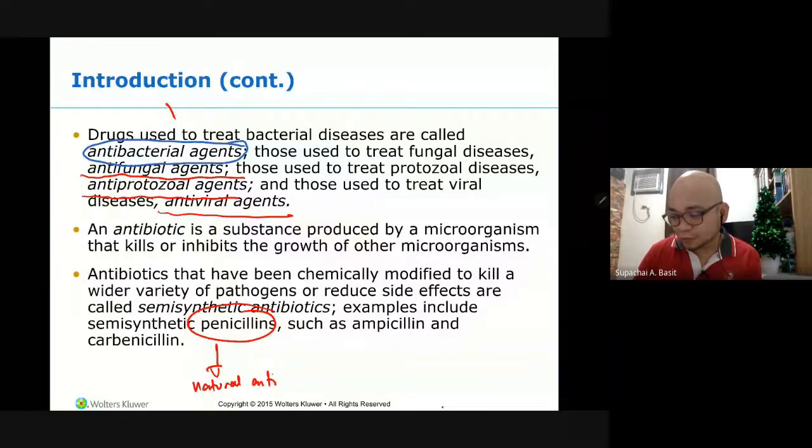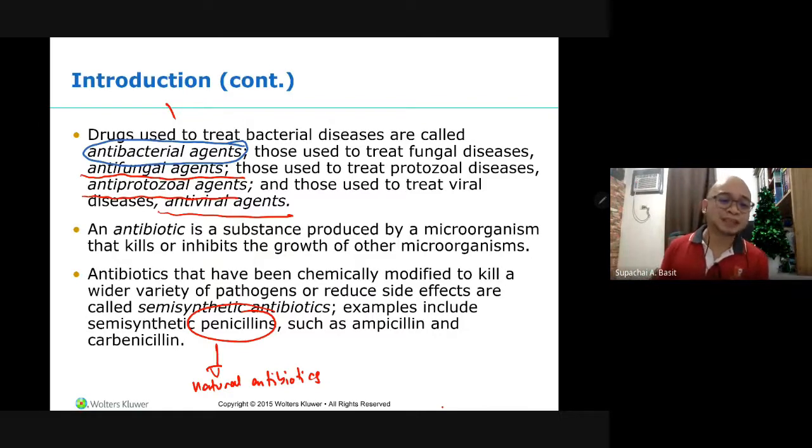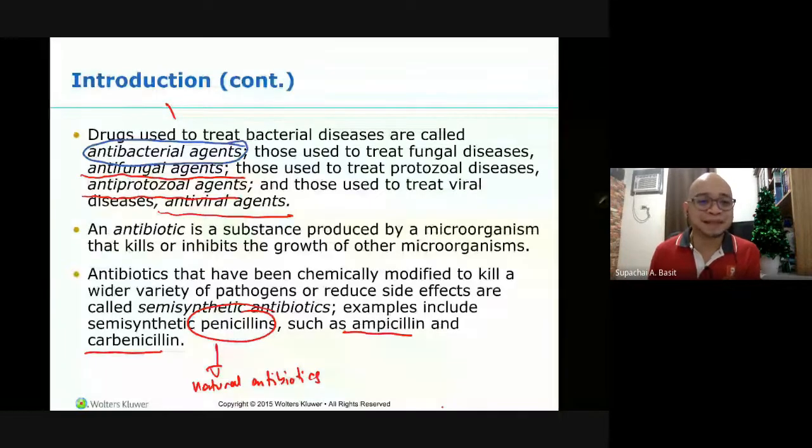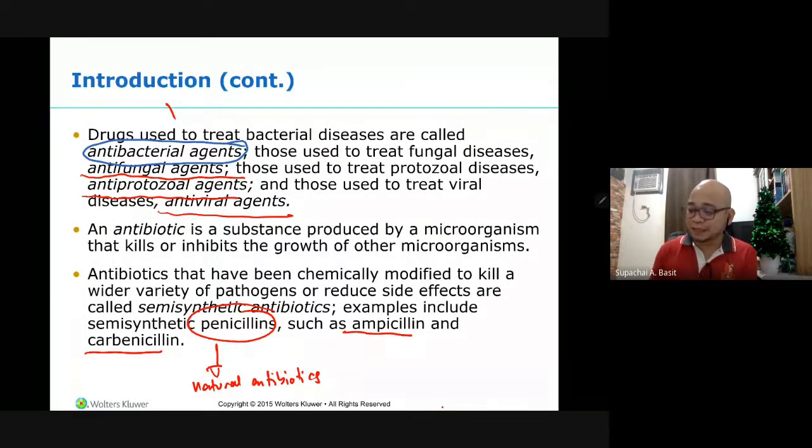This was the one that was discovered by Alexander Fleming. However, when you improve penicillin to become semi-synthetic, then it has a wider killing capacity, such as ampicillin and carbanicillin. So, it is now called semi-synthetic antibiotics. Okay, so penicillin is a natural antibiotic, because it was first discovered by Alexander Fleming.